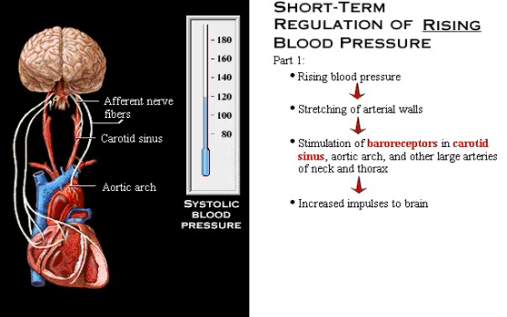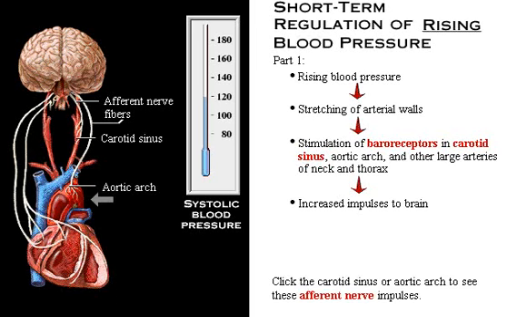Let's begin by looking at the short-term regulation of rising blood pressure. In response to rising blood pressure, arterial walls are stretched, stimulating baroreceptors in the carotid sinus, aortic arch, and other large arteries of the neck and thorax. As a result, these receptors send off a faster stream of impulses to the brain. Click on the carotid sinus or aortic arch to see these afferent nerve impulses traveling to the brain.